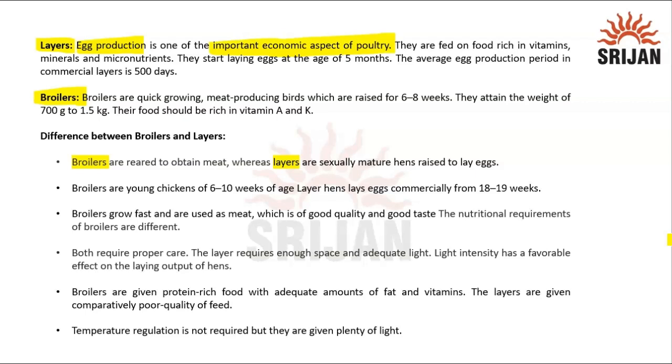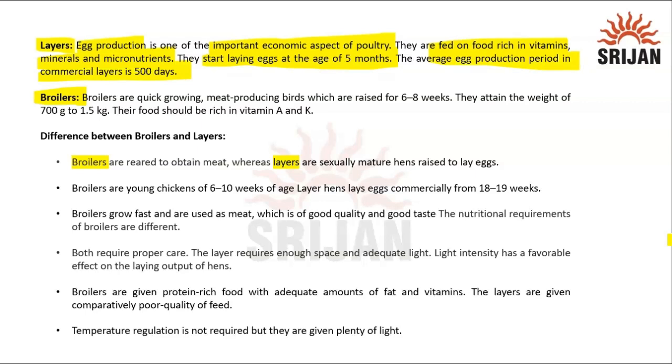The main feed that is given to them is rich in protein, minerals, and macronutrients, which take care of their nutritional needs and also help in the production of good quality eggs. They start laying at the age of 5 months, because that is the time they are able to lay the eggs. And the average egg production period in the commercial layer is about 500 days.